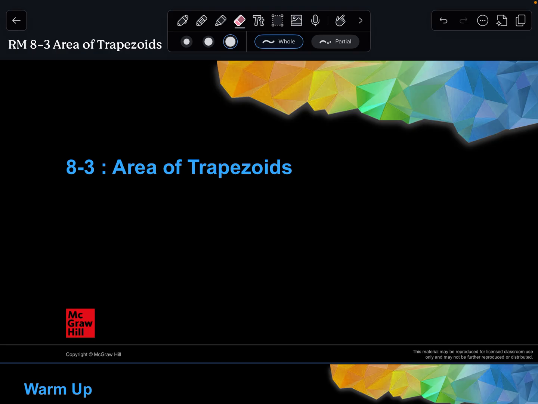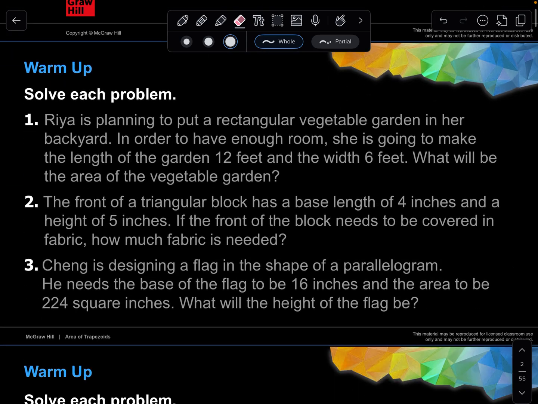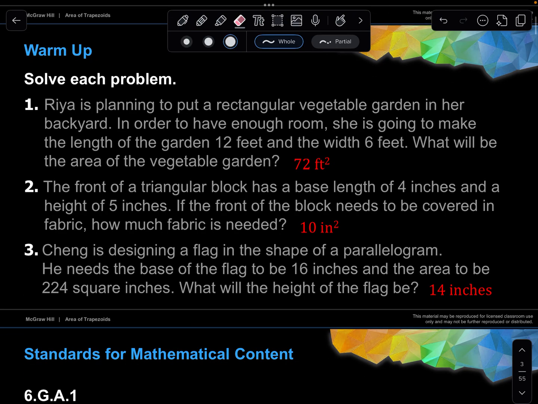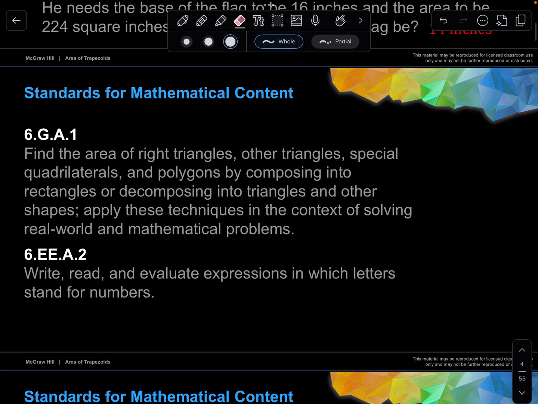Right. So this lesson is on the area of trapezoids. This begins on page 451 of your textbook. As usual, please pause and do the warm-up on your own, and also pause for the standards of mathematical content and practices.